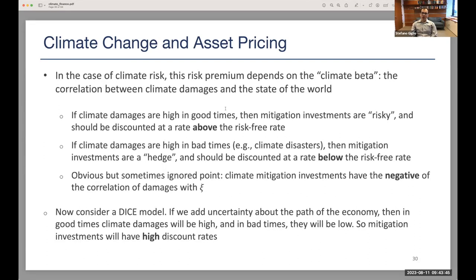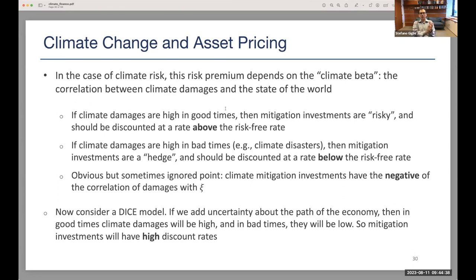When you think about climate risk, in the same way that in finance we think about beta with respect to the market, here we think about climate beta, which is the correlation between climate damages and the state of the world. It's going to sound weird for those of you who come from finance, but if climate damages are high in good times, then mitigation investments are actually risky. When you mitigate, you're reducing damages that happen in good times, where your marginal utility is low and you don't care that much. So mitigation investments in this scenario would be discounted at a high rate, certainly above the risk-free rate. At least to me, it sounds weird, but that's just the math.